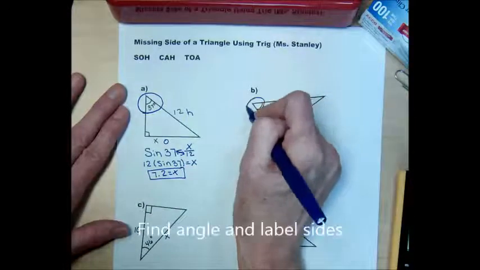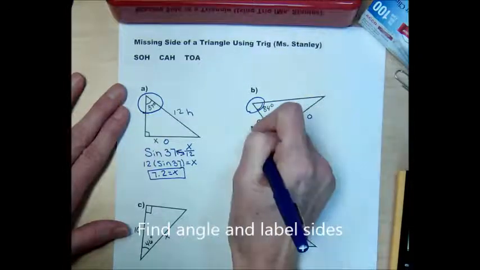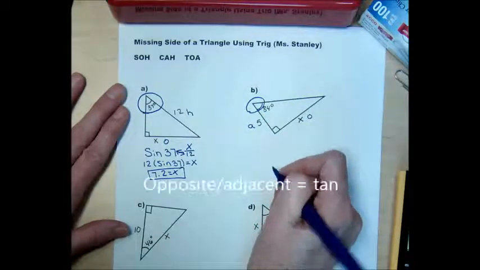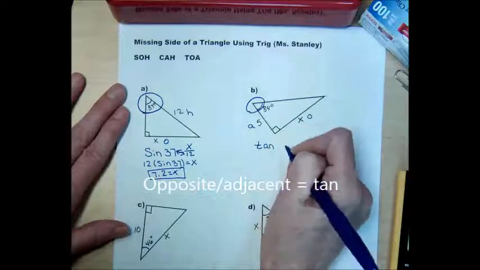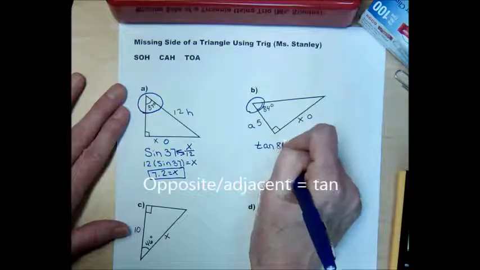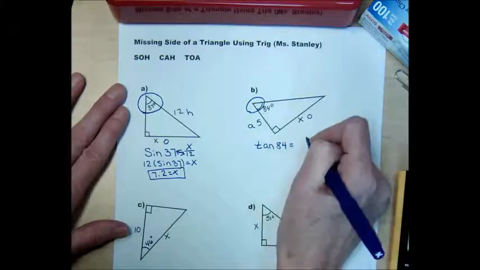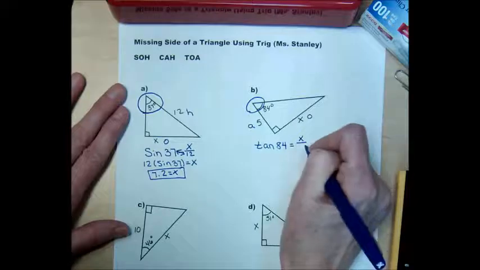I'm still going to use SOHCAHTOA. I'm going to circle my angle, the 84 degrees, and then I'm going to label my sides. I know my opposite, which is x, and my adjacent, which is 5. So opposite and adjacent, that's using tangent. So the tangent of 84 equals opposite, which is x, over adjacent, which is 5.